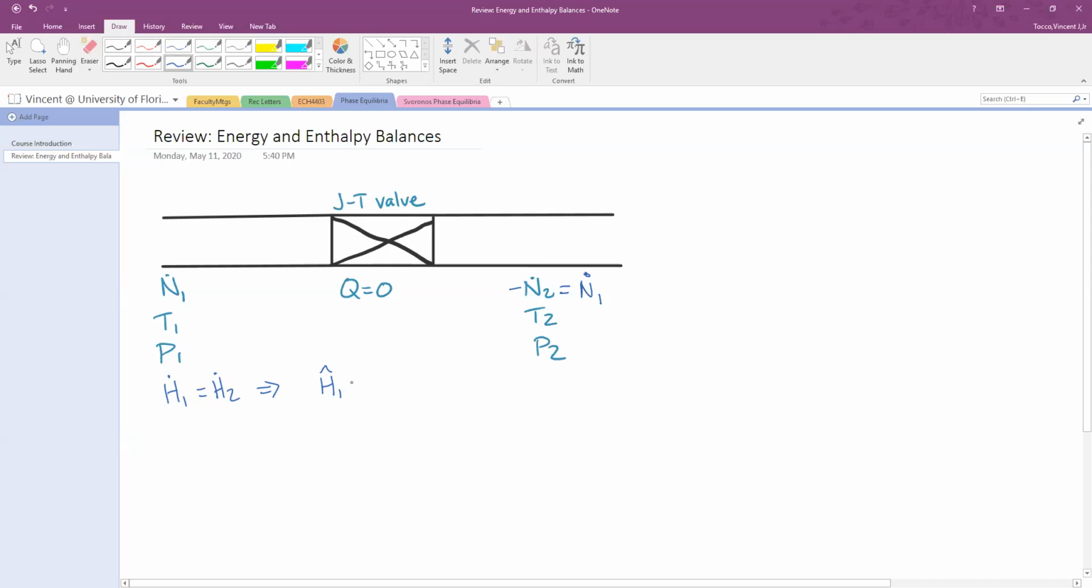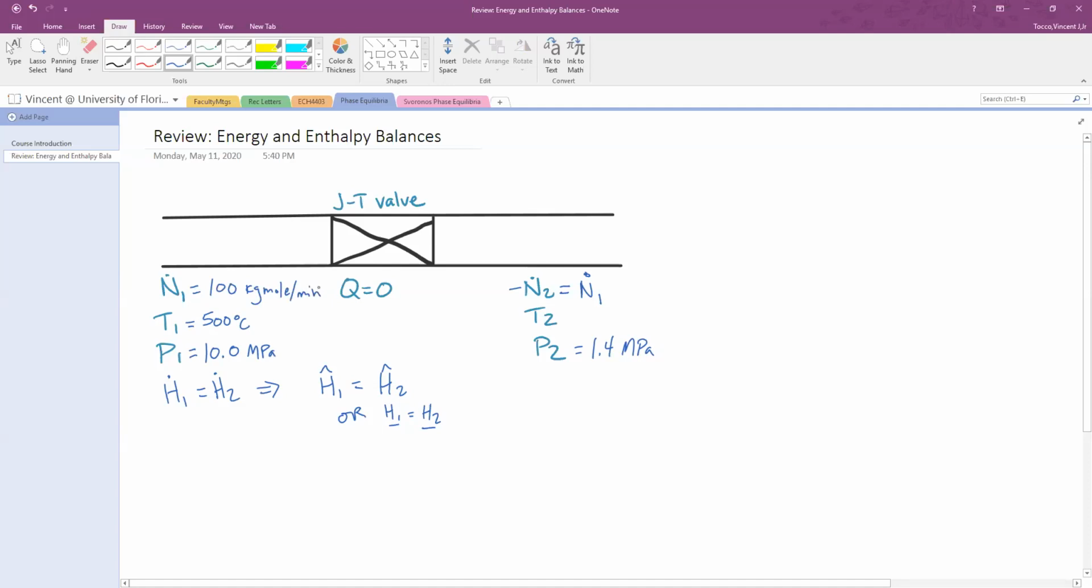Let me write the whole thing. H1 hat is equal to H2 hat, or H1 under bar is equal to H2 under bar. At the very end of last time, I said that if you knew what the temperature and pressure were, so we know what T1 and P1 are, I'm going to go ahead and give those some numbers just to make the example clearer. So I'm going to say that P1 is 10 megapascals, T1 is 500 degrees C, and P2 is equal to 1.4 megapascals. N1 doesn't really matter what it is. We'll just go with our usual 100 kilogram moles per minute.